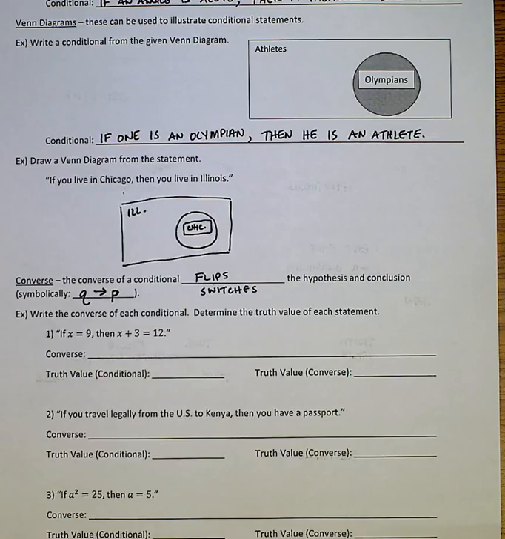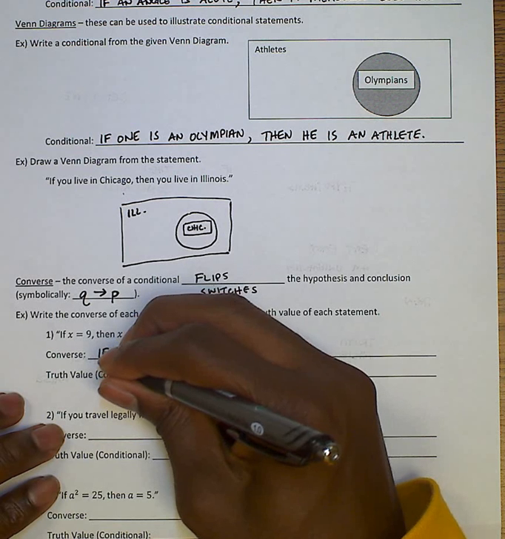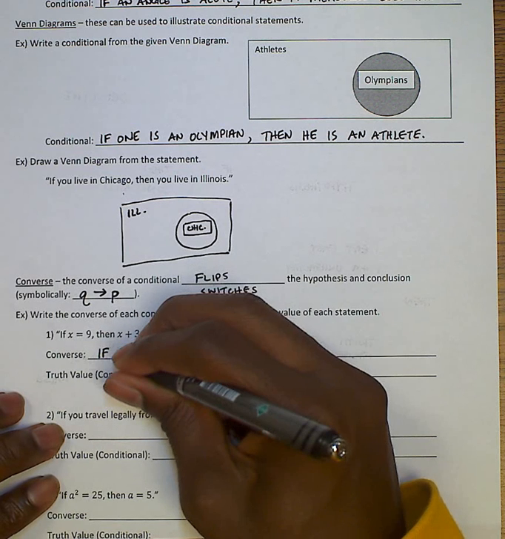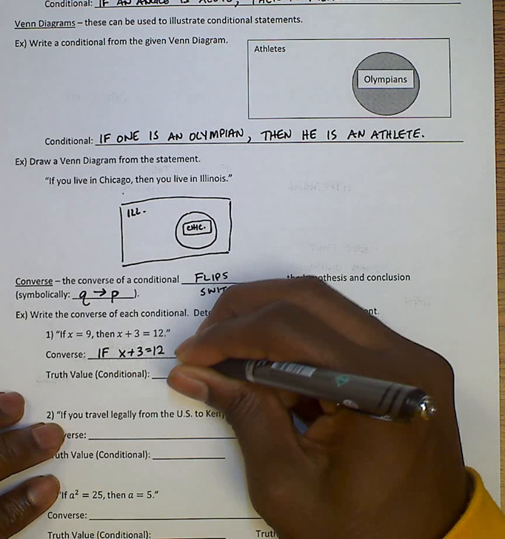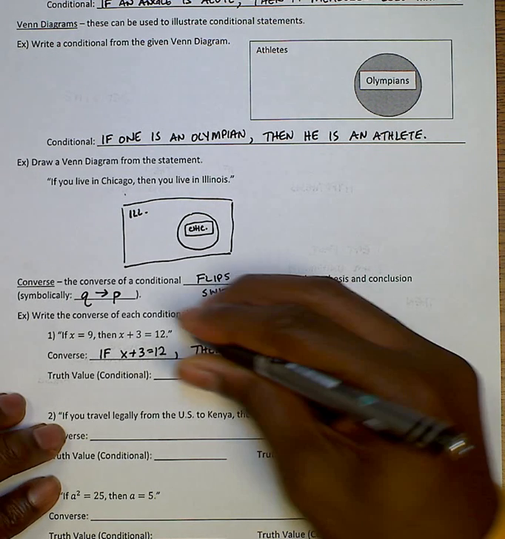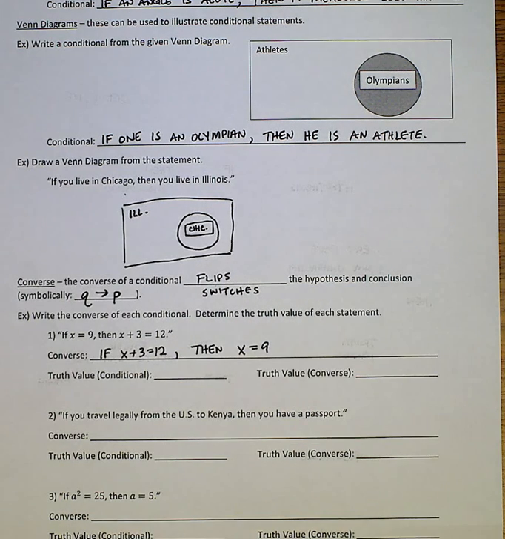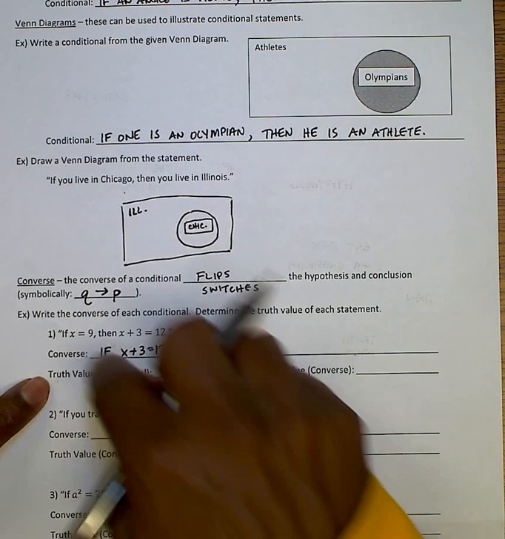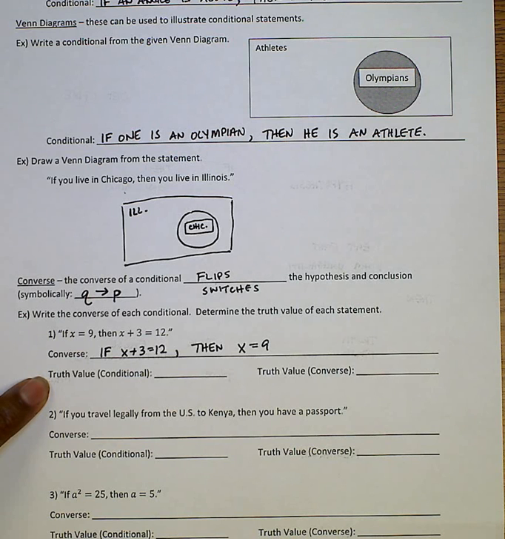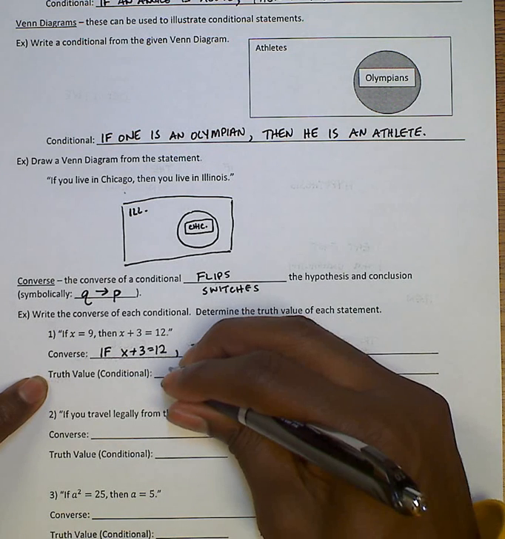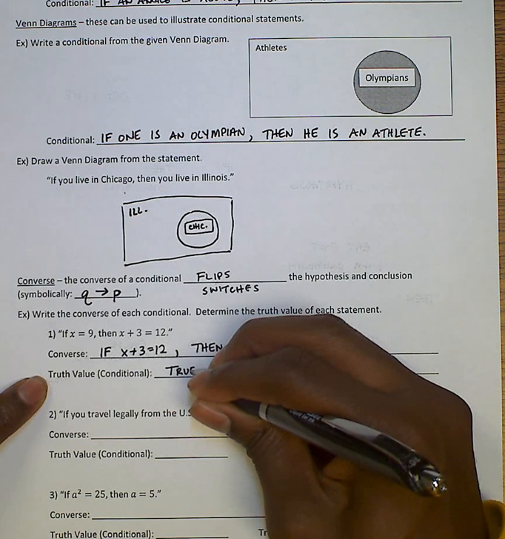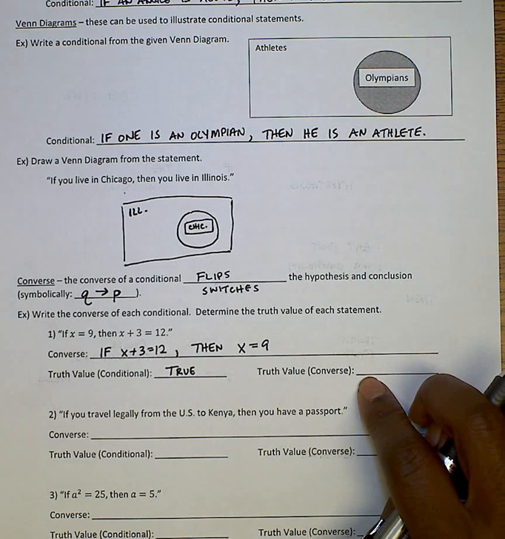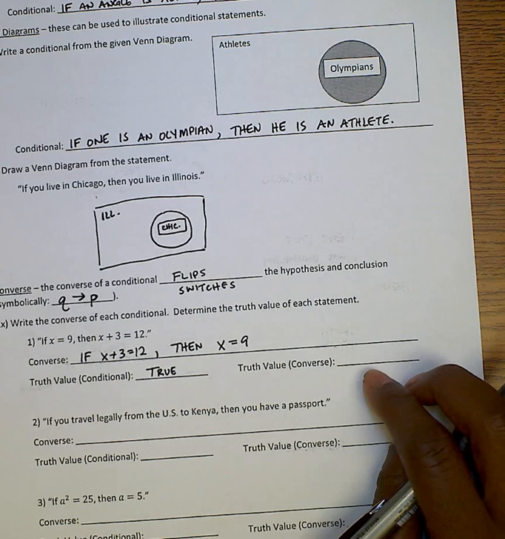Write the converse of each conditional statement. Determine the truth value of each statement. So our conditional statement: if x equals 9, then x plus 3 equals 12. Its converse says, now we're switching the hypothesis and the conclusion, if x plus 3 equals 12, then x equals 9. So we're going to look at the truth value of the conditional. Is this conditional statement true? Yeah. If x equals 9, then 9 plus 3 equals 12. Yes, truth value is true. Now we can look at the truth value for the converse. If x plus 3 equals 12, then x equals 9. Yep, that's true as well. They are both true.